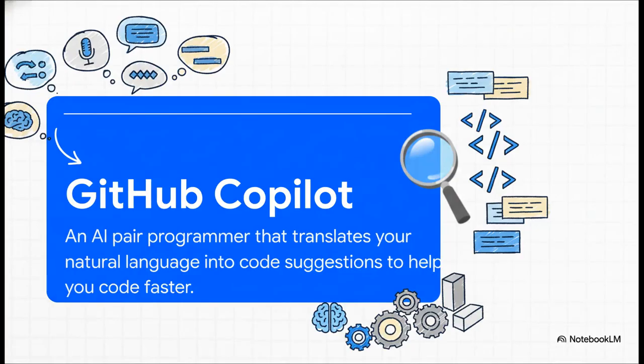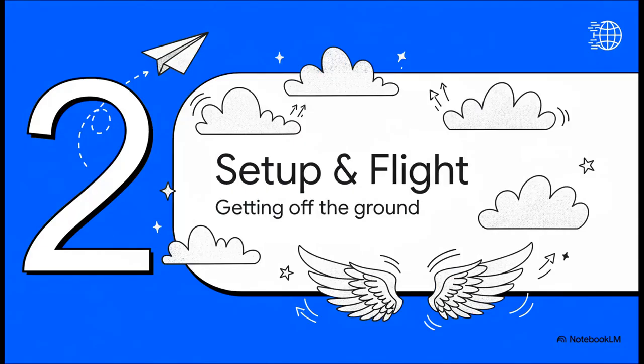So at its very core, Copilot is all about translating your intent, what you say in plain English, directly into code. By taking care of all that tedious boilerplate stuff, it just frees you up. Your mental energy can now be spent on what really matters: the architecture, the tricky logic, and solving those really tough problems. Okay, enough talk, let's get you airborne.